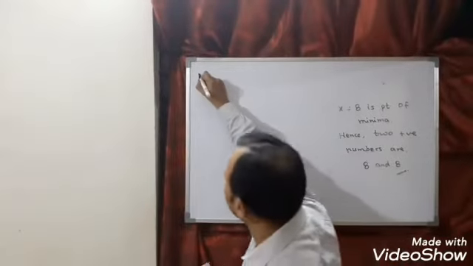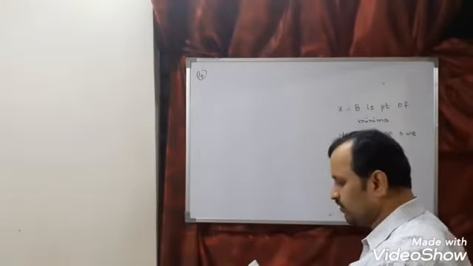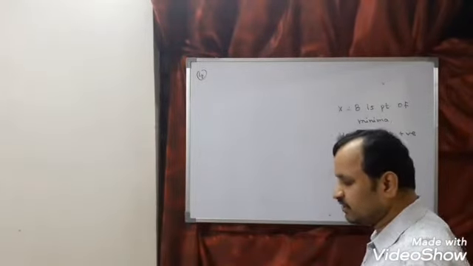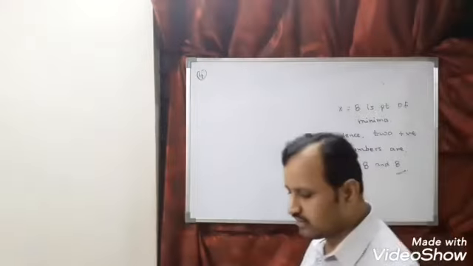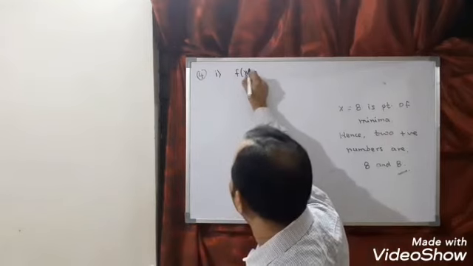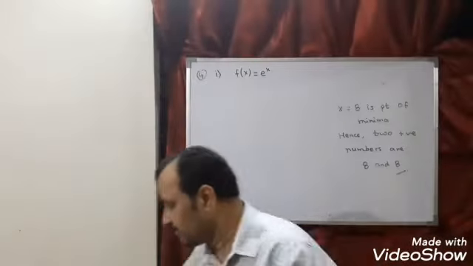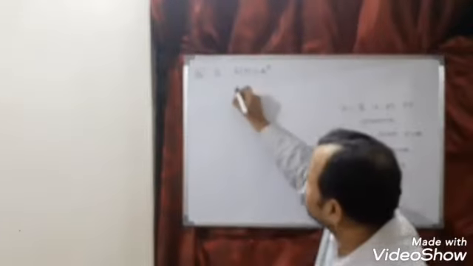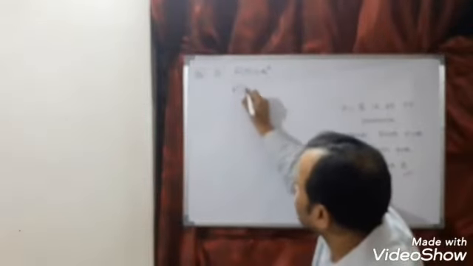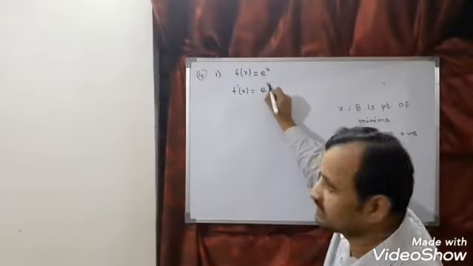The next question is question number 4. Question number 4 is: prove that the following functions don't have maxima or minima. So under 4, the first bit is f of x is equal to e power x. We have to prove that this function is not having maxima or minima. Now look here. For maximum or minimum, we have to find f dash x. What is the differentiation of e power x? It is e power x.